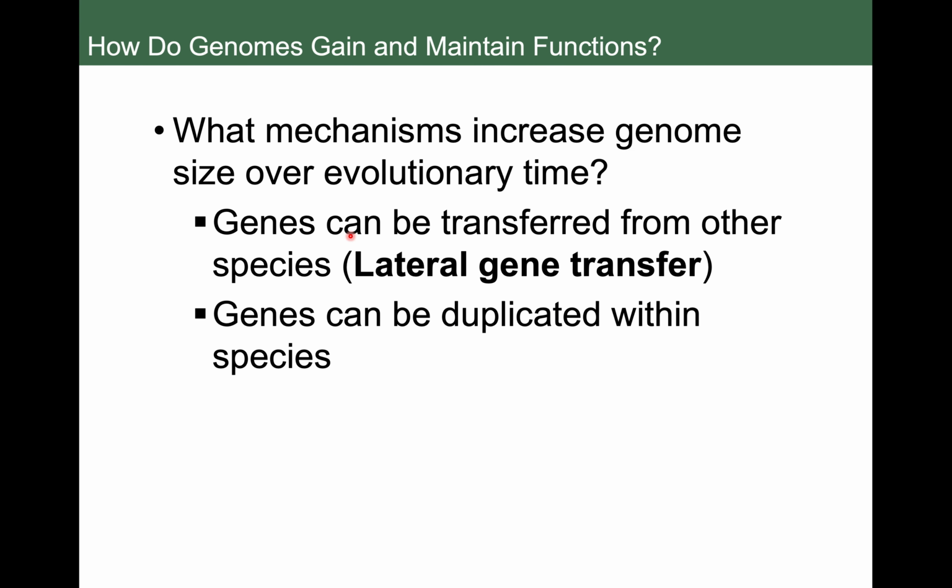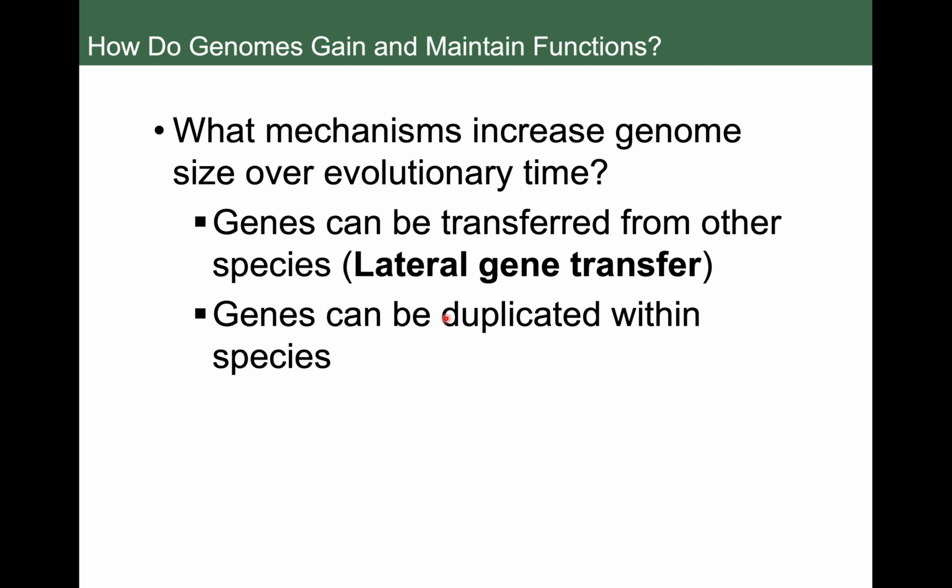All right, so if genomes are arguably growing over evolutionary time, because all the evidence suggests life on Earth began in the form of prokaryotes with these small genomes, small number of genes, what are these mechanisms that are increasing genome size? And there's really two that I want to talk about. One is what's called lateral gene transfer, and the second is just called gene duplication.